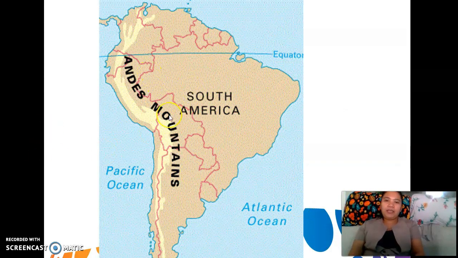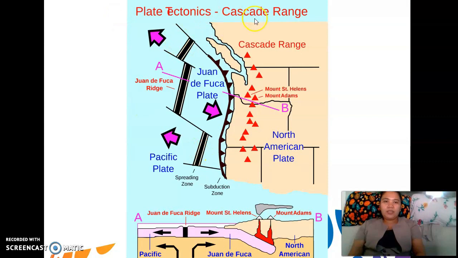Now, remember the Andes Mountain Range, the longest mountain range in South America. And then this one is the Cascade Range, acting against the Juan de Fuca ridge or plate. This one is found on the Pacific Plate. And then you have here Mount St.